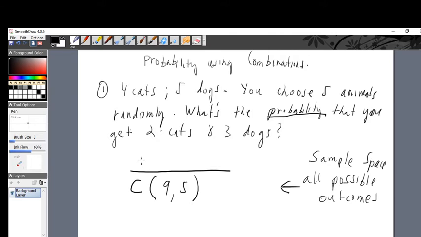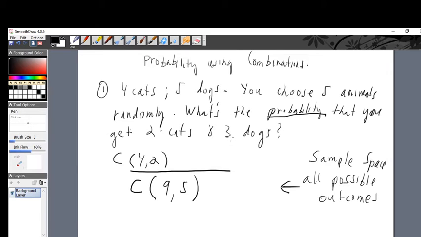Okay, here comes a little bit more difficult, the numerator. So what are you choosing? You're choosing 2 cats, right? Notice this is the desired result. What is the probability that you get 2 cats and 3 dogs? Meaning the desired result that we're looking for in the numerator is that you get 2 cats. Where are the 2 cats coming from? They're coming out of 4 cats. Out of 4 cats, you're choosing 2, and order is not important, so it's a combination.